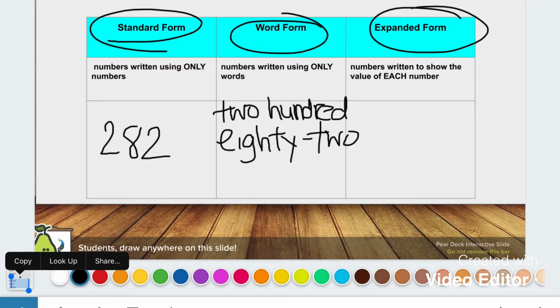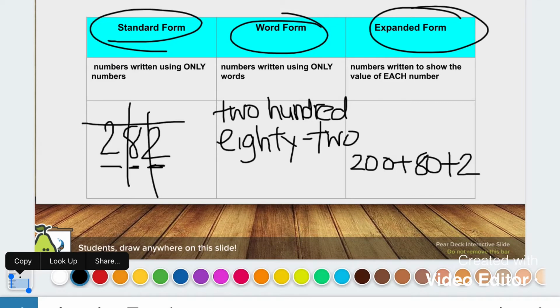The last form is expanded form. In expanded form, we're literally going to stretch our number to show the value of each number. In the number 282, I have 200 plus 80 plus 2 because I have 2 hundreds, 8 tens, and 2 ones. I know this because if I were to draw my place value chart, I know that my 2 would be in the ones place, my 8 would be in the tens, and my other 2 would be in the hundreds place.